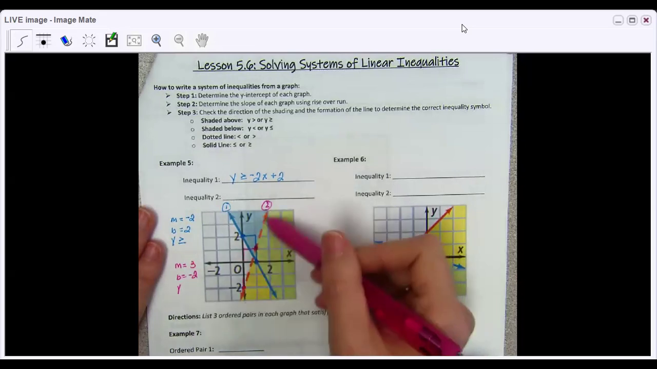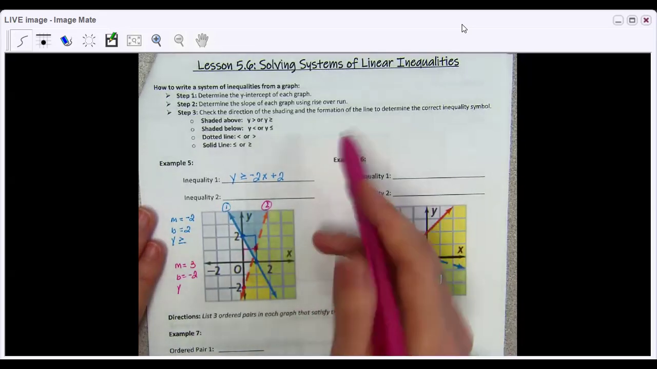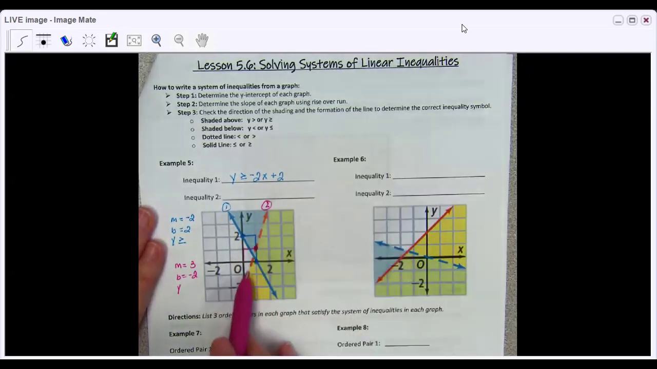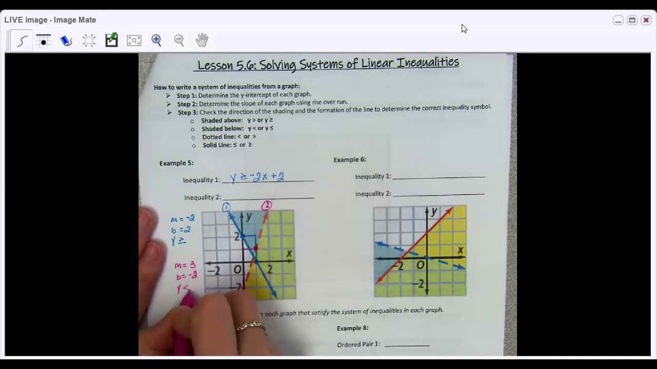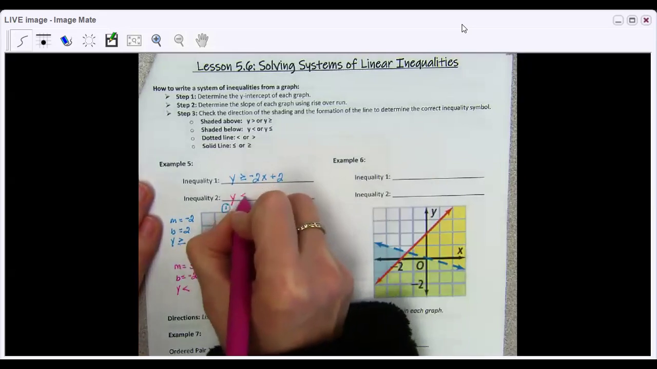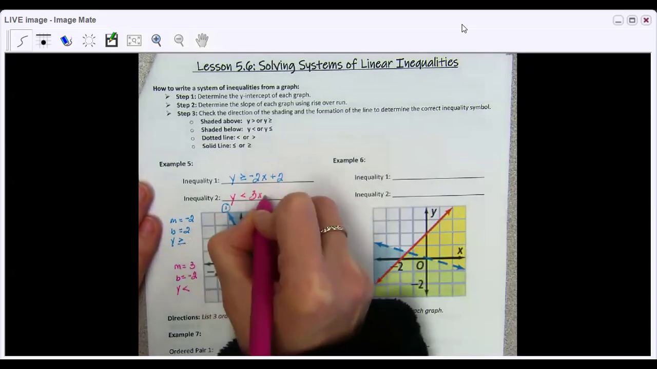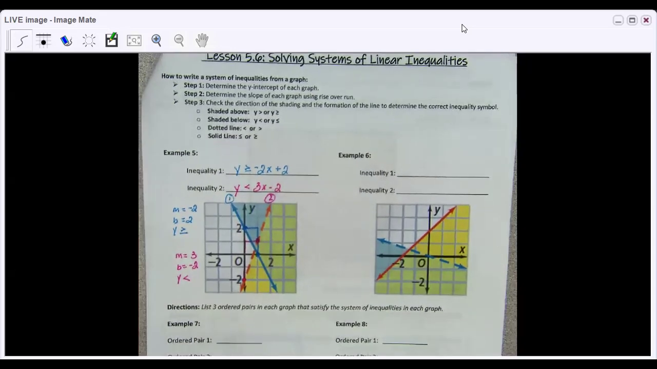Because it's dashed, it's not going to have an equal sign. And I also have to look at the shading. The shading is below the line. I could tell down here, it's not above the line, it's below the line. So that means that y is less than. So y is less than 3x minus 2. Any questions on that?